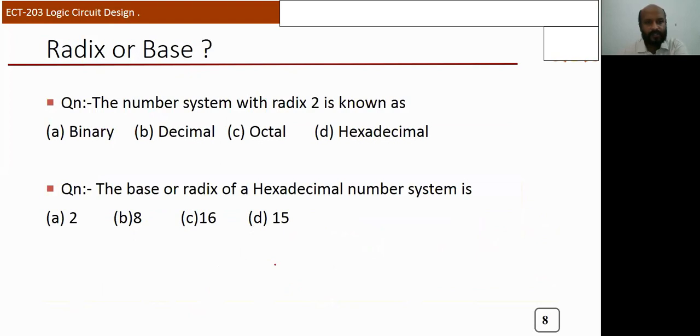Now we can answer this question. The number system with radix 2 is the binary number system. The base or radix of a hexadecimal number system is 16, because 16 different symbols are used.